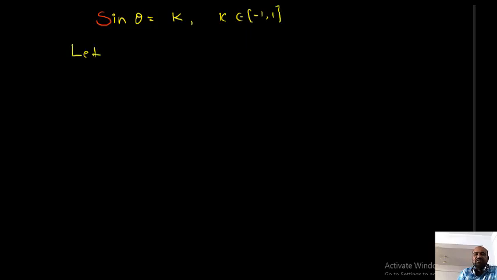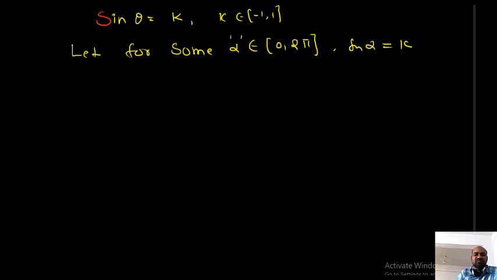Let, for some alpha, generally from 0 to 2 pi or minus pi by 2 to pi by 2, that is not a big problem. Let for some alpha, sin alpha equal to k. Now listen, here sin theta equal to 1 by 2 is given. One of the alpha is 30 degrees, I can say pi by 6 radians. Let for some alpha belongs to 0 to 2 pi, sin alpha equal to k.